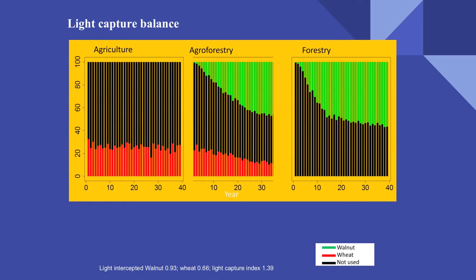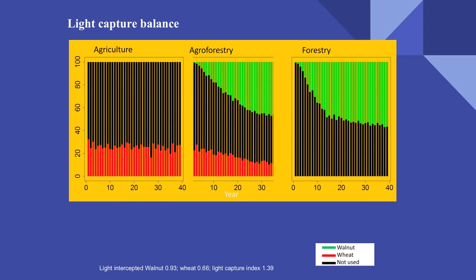So the theoretical concept of light capture is easy enough to grasp. You're looking at the red bars there for agriculture. You're looking at the total capture of light in a conventional crop monoculture over a 40-year period. So the crop is actually only capturing 20-odd% of the total input of radiation.